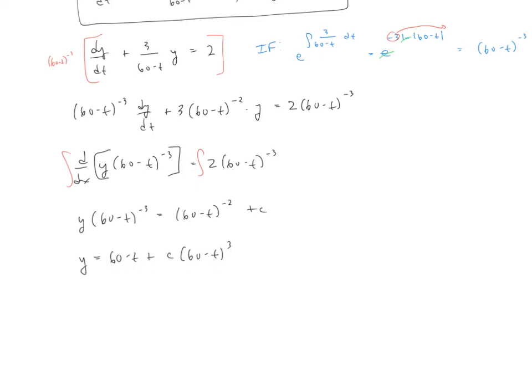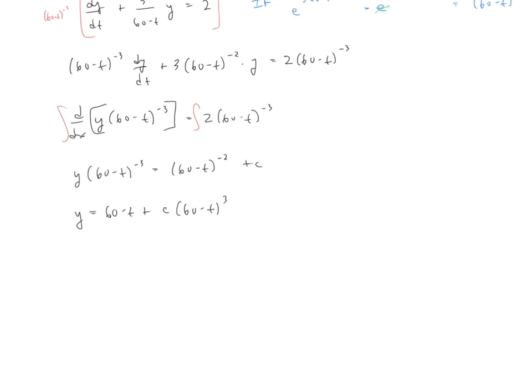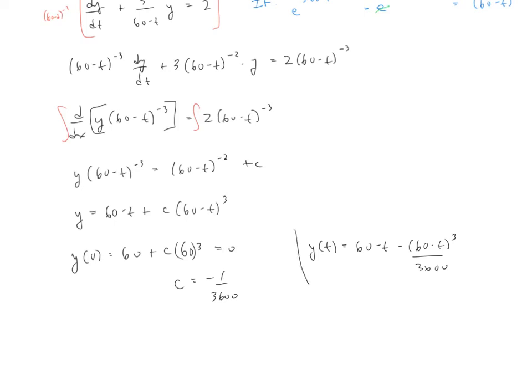Because we have an initial condition right here, the y of 0 equals 0, I'm going to go ahead and plug that back in. So y of 0 equals, that's going to be a 60 plus c times 60 cubed, which is just kind of an ugly number. And then solving for c, I'm going to get a negative 1 over 3600. So our y of t is going to be 60 minus t minus a 60 minus t cubed over a 3600. So that's our particular solution for the differential equation.